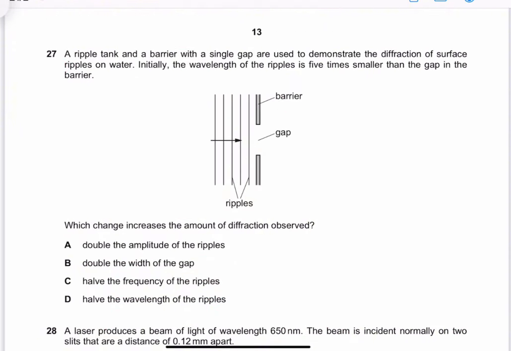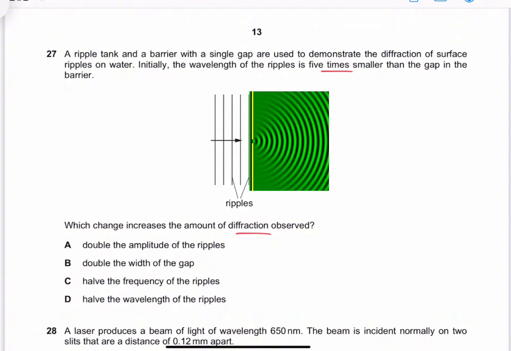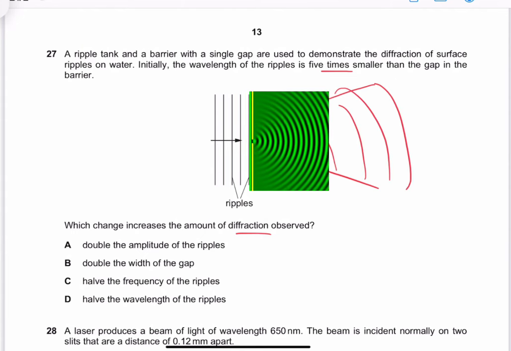We're given a ripple tank and a barrier with a single gap. So this is our gap, okay? And we want to increase the amount of diffraction observed. But we're told that the wavelength of the ripples is 5 times smaller than the gap in the barrier. Diffraction means that the wave is spreading into the geometrical shadow. So a wave will come here and it will spread out as it reaches this particular gap.